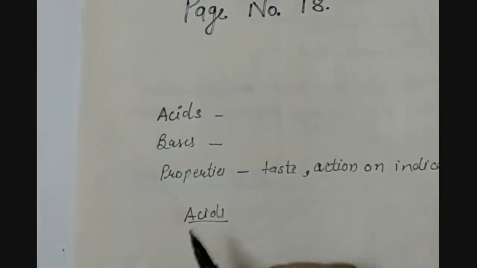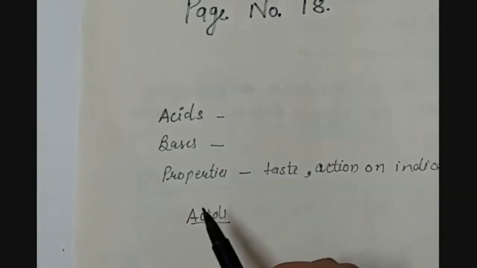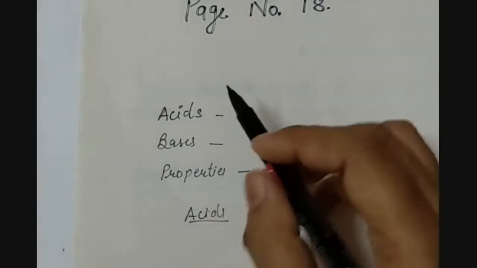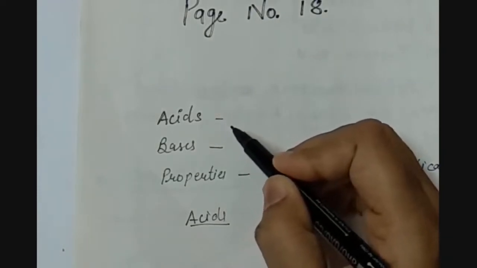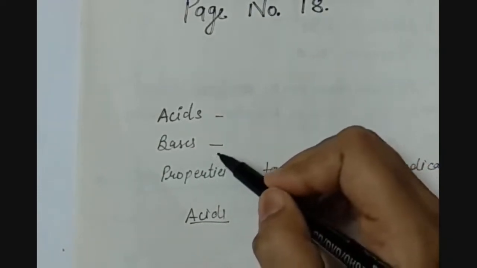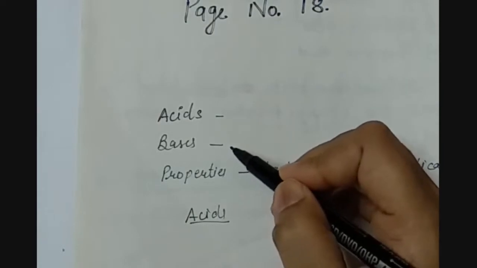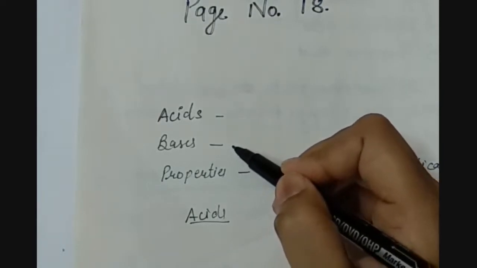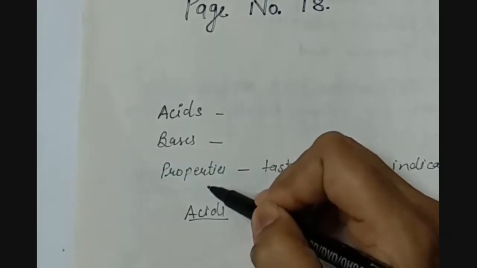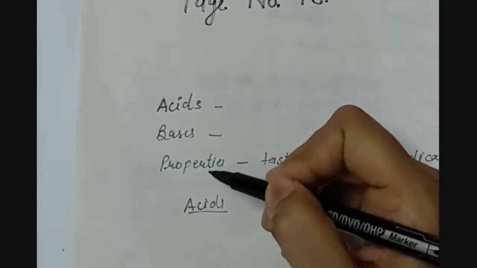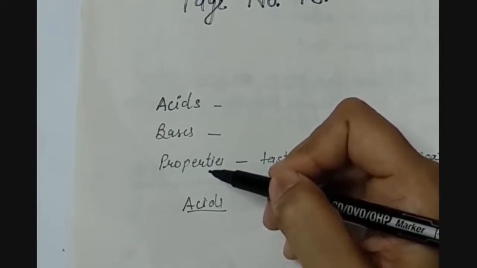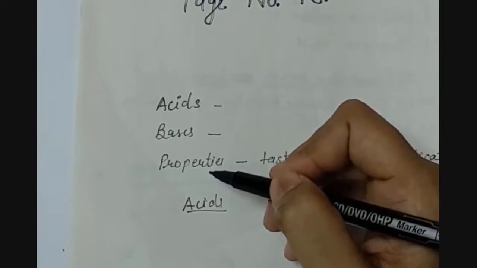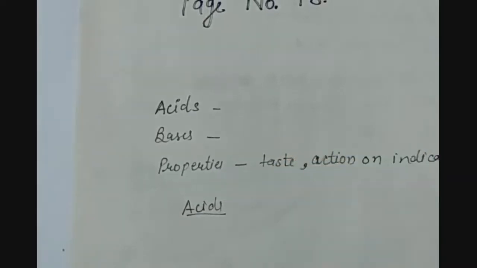Let us summarize the chapter, what we have done from the starting. First, we defined acids and bases. Acids are the substances which furnish H plus ions when dissolved in aqueous solution. Bases furnish OH negative ions when dissolved in water. Then we talked about the properties of acids: they are sour in taste, phenolphthalein indicator remains unchanged, methyl orange turns red, and pH is always less than 7 for an acid.